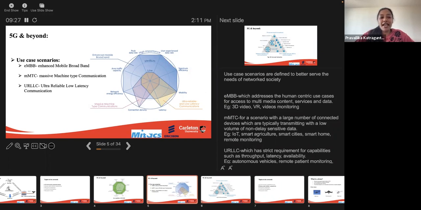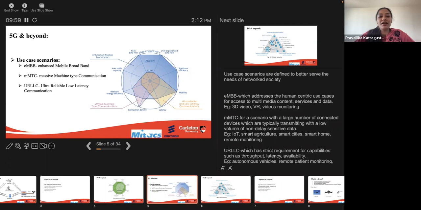One is enhanced mobile broadband, one is massive machine type communication, and one is ultra reliable low latency communication. eMBB addresses the human-centric use cases for access to multimedia content, services, and data. Examples for this use case scenario are 3D video, virtual reality, and video monitoring. All these use cases come under this use case scenario.